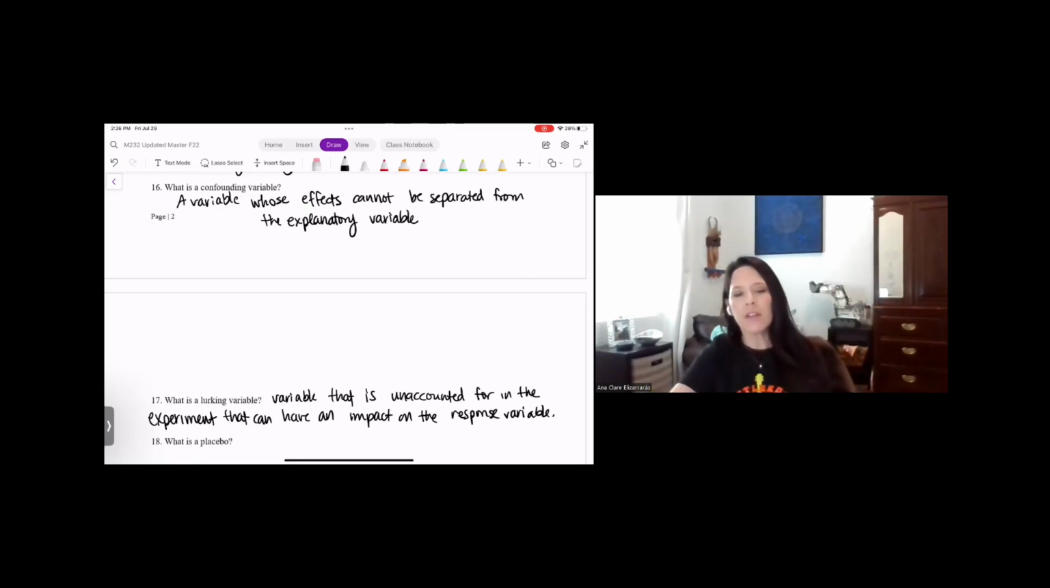So again, a confounding variable is one whose effects cannot be separated from the explanatory variable, and a lurking variable is one that is unaccounted for in the experiment that can also have an impact on the response variable.